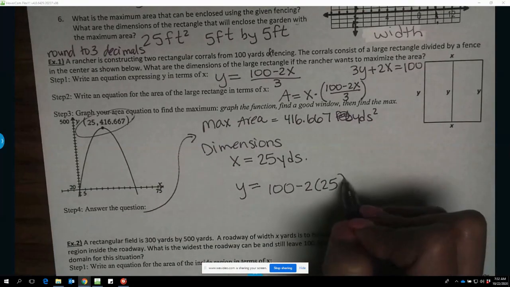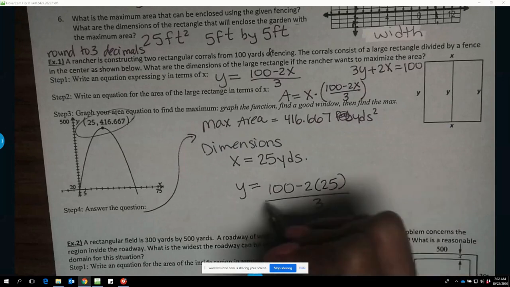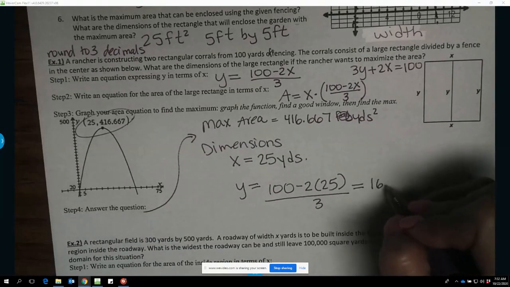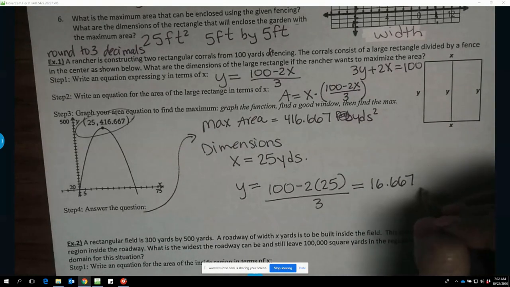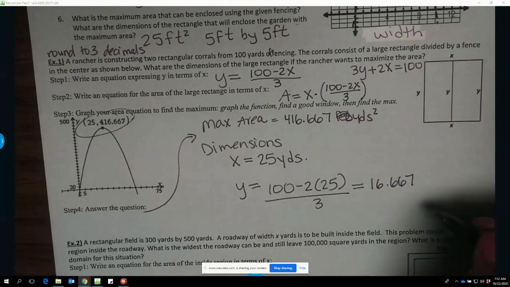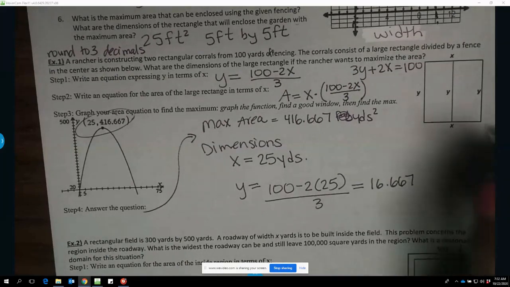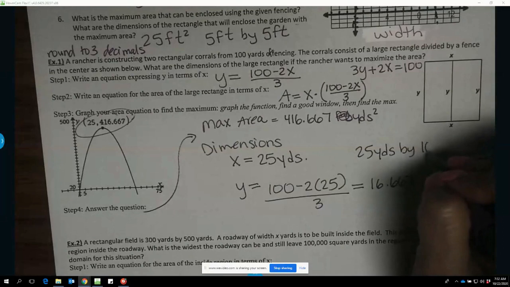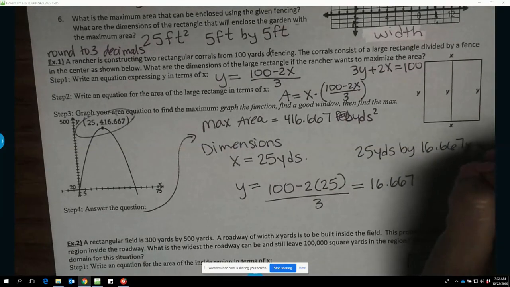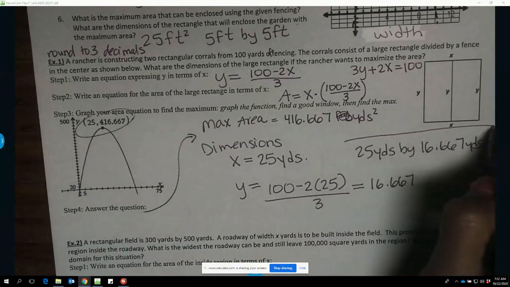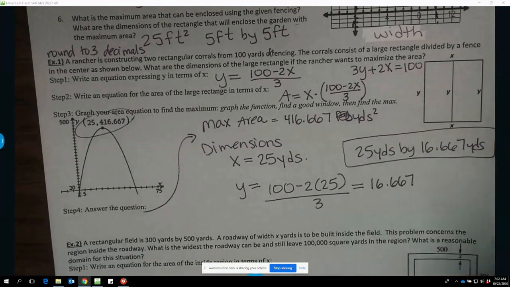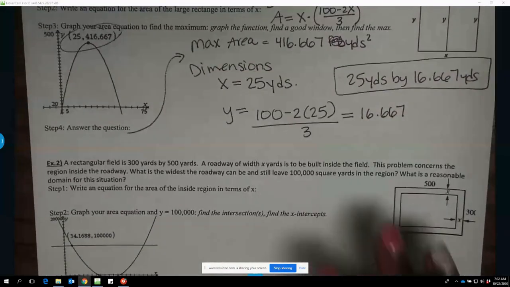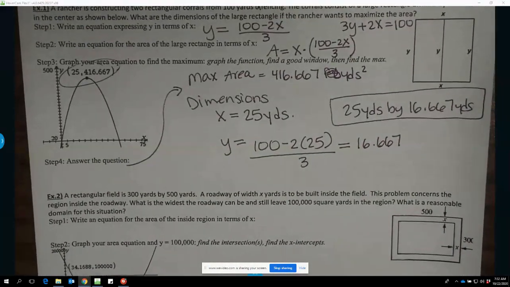So 100 minus 2 times X. And remember, X was 25 divided by 3. If you type that into your calculator and simplify, it gives you 16.667. So the dimensions of this rectangle that give you the maximum area are 25 yards by 16.667 yards. So that would be the final answer. And that's how you would do number 1 using your calculator. And let's try the last example, very similar, number 2.